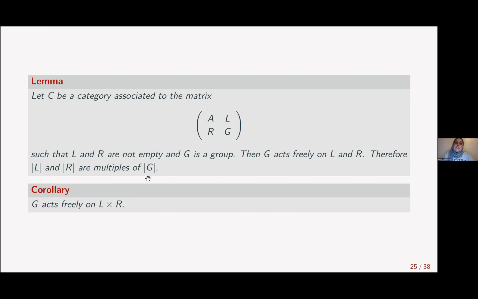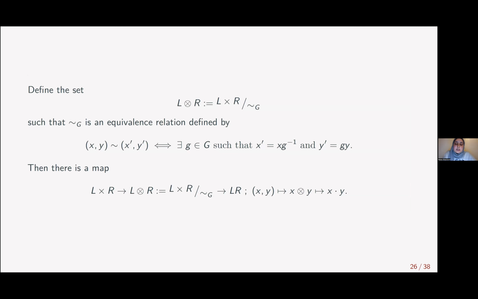And as a corollary, if G acts freely on L and R, then it will act freely on L plus R. And then if I define the set L tensor R to be L plus R quotient by the equivalence relation of the group, then there will be a map from L plus R to L times R, which is going through this set L tensor R.